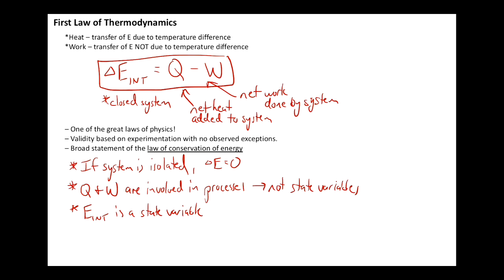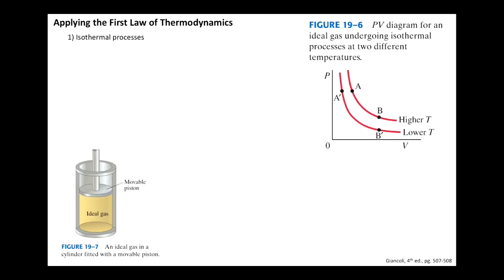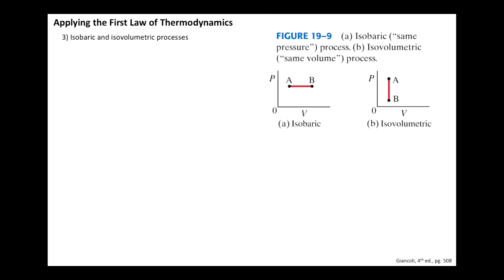So we're going to use this and look broadly at 4 different types of thermodynamic processes and how we would apply the first law of thermodynamics to those. Once I do those 4 processes, you can see number 1, number 2, and then number 3, which is actually 2 of them. That's the end of the week.